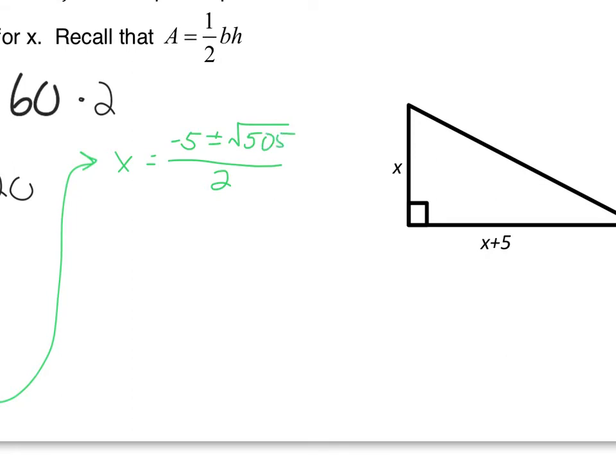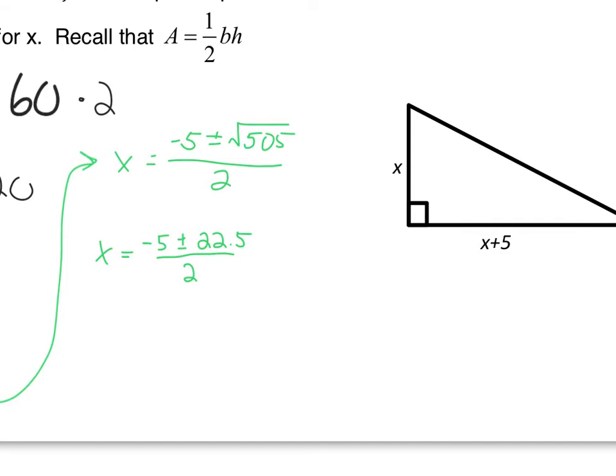All right. Now at this point, I'm going to go ahead and simplify that square root of 505, because I know that that's not a perfect square. Check it out. I'm going to type in square root of 505 in my calculator. When I do that, I get 22.5. All right, so that's what that one looks like.